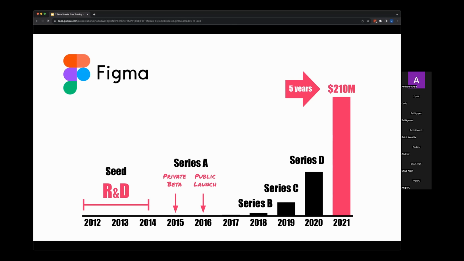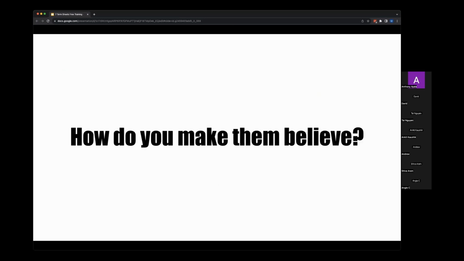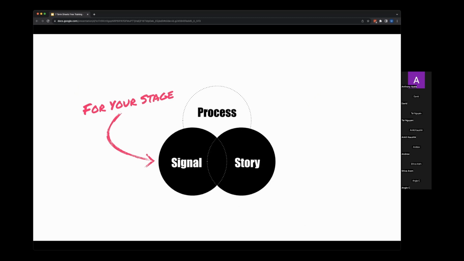So the seed investors and the Series A investors were making the bet that this company was going to be able to hit venture scale once they started making money. Okay, that's the bet that the investors are making. So that's our goal when we're talking to investors, is to make them believe that we'll be able to hit venture scale. So how do you make them believe? It's really about the story that you're telling and the signal that you have to back that up for your stage. That was what my last talk was really all about, was what's that venture scale growth story?